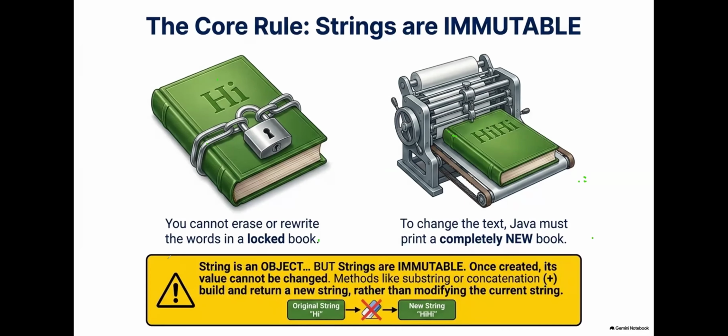Methods like substring or concatenation build and return a new string rather than modifying the current string. So that is what I tried to explain to you. We can't change any string object. So, okay, let me give you an example.